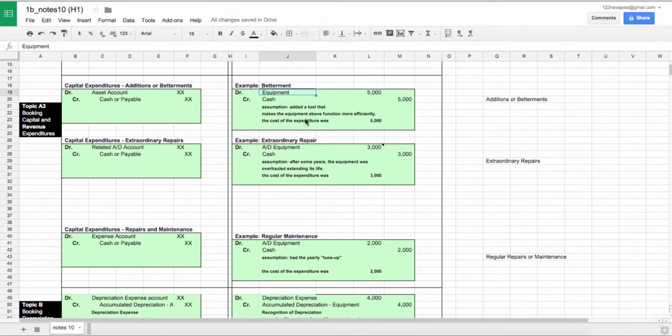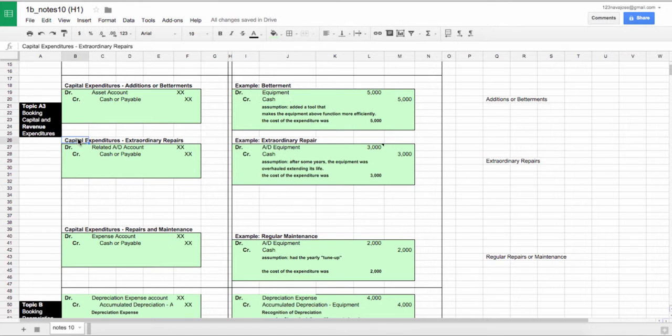Assume, for example, you have some kind of tool and you added some kind of function that makes it more efficient, or you added capacity, such as maybe it's faster. Then you're going to be adding the cost to the original asset account. If it relates to equipment, you can just add it to the equipment account, or you set up a completely new equipment account, and you depreciate that amount over the remaining life of that same asset.